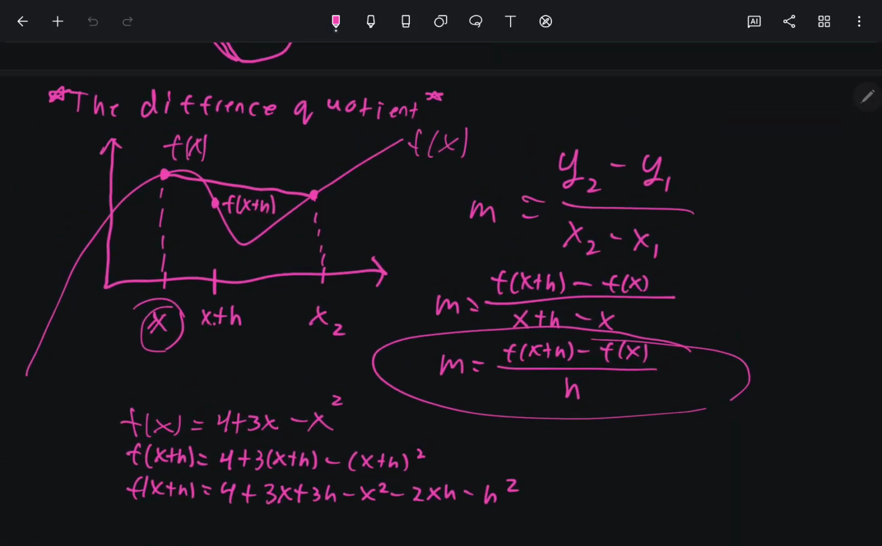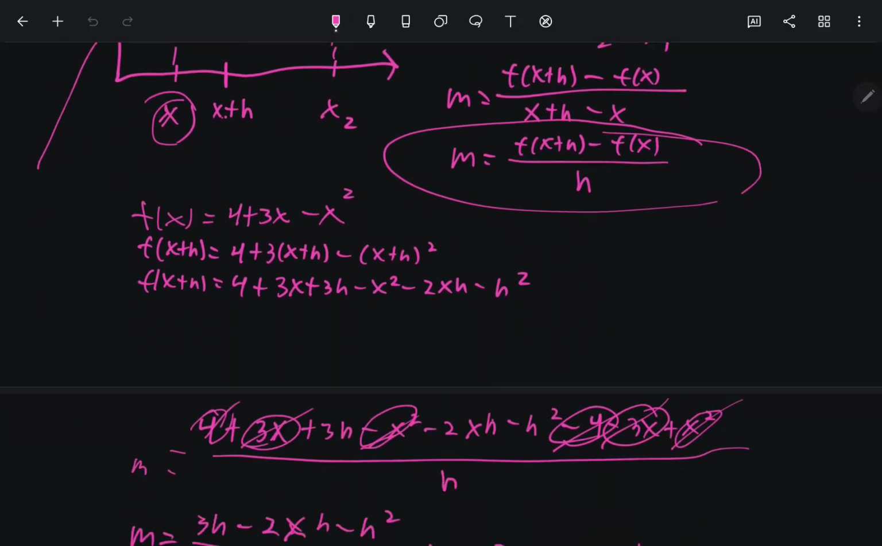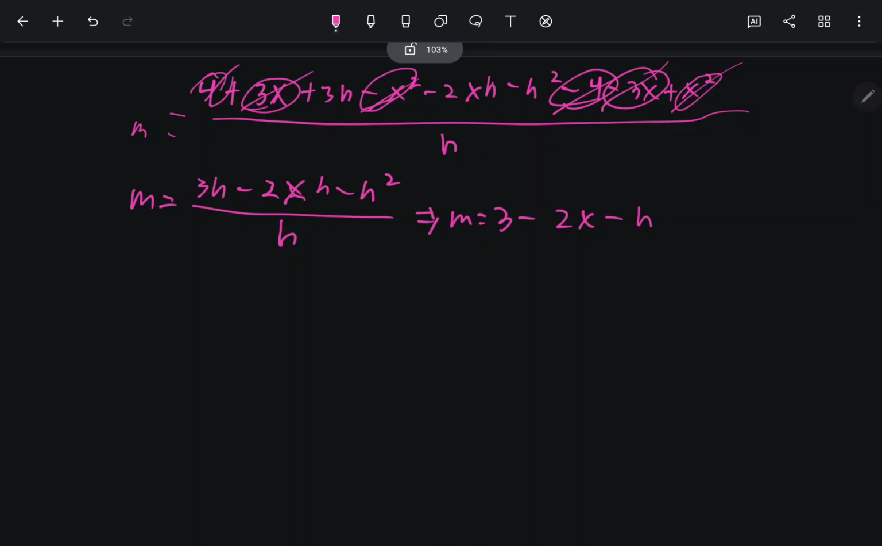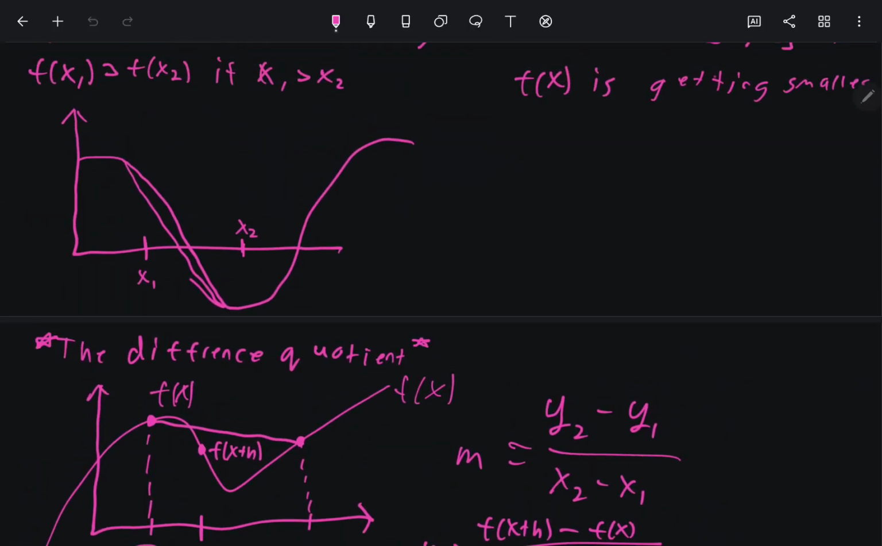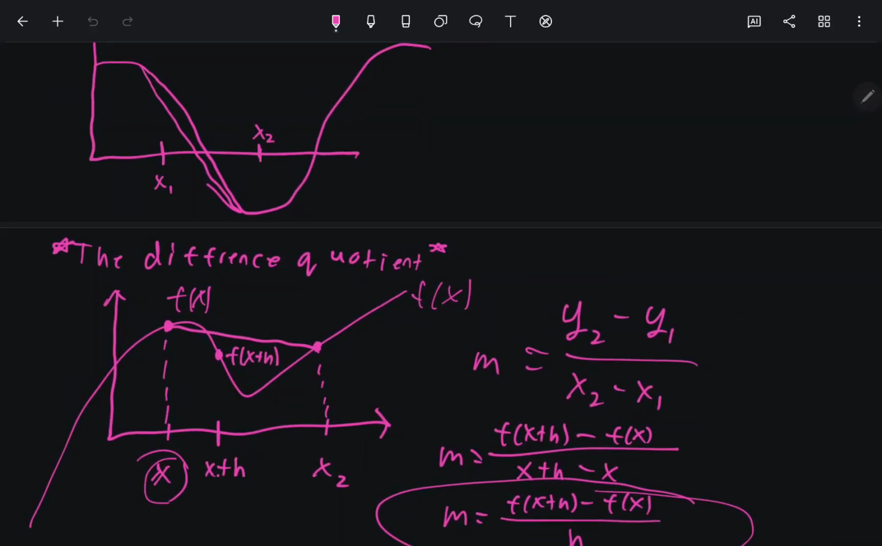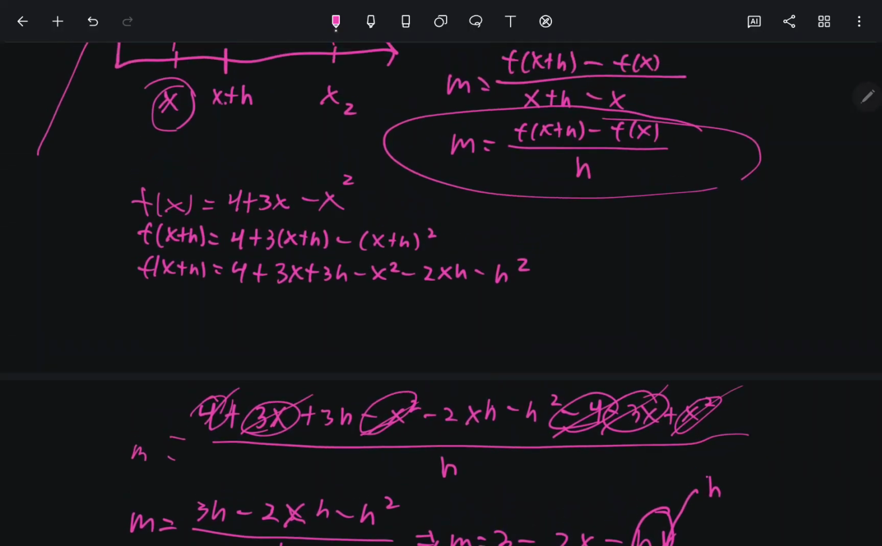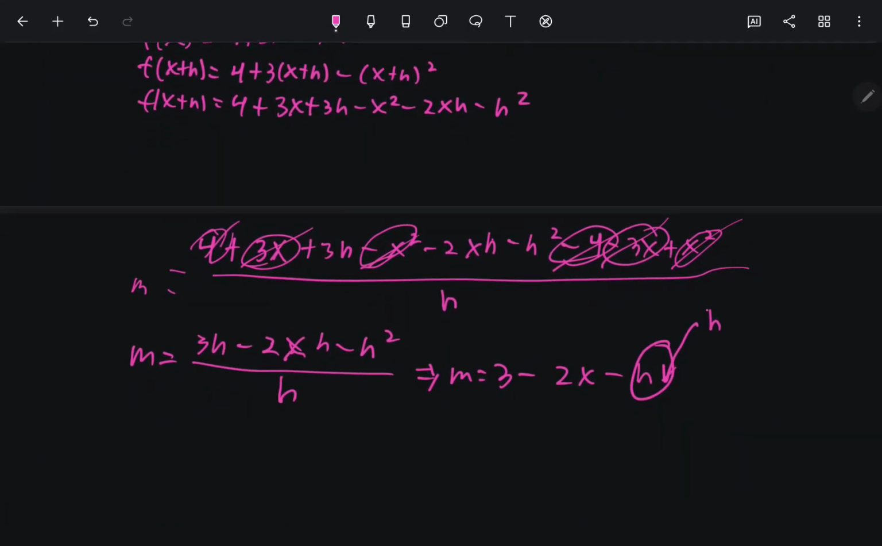Let me double check that I did all that right. I believe I did. And this, my friend, is the power of the difference quotient. It gives us the ability to find the slope of the secant lines of a given point. We can plug in whatever value for h we want, and we can find a slope for a secant line.